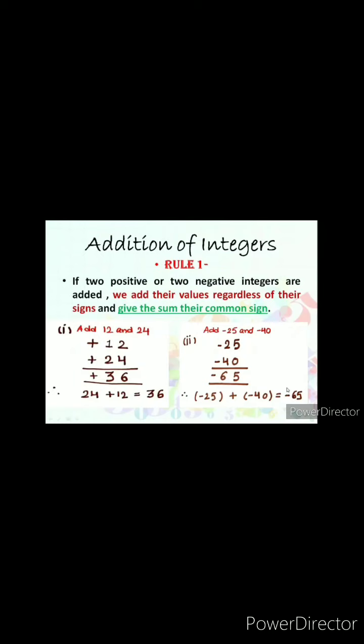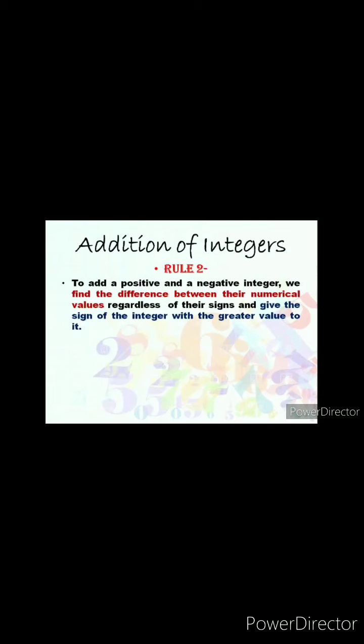Now let us move on to our next possible case. The next possible case may be that the two numbers which I give you to add have different signs. So to add a positive and a negative integer, we find the difference. What do you mean by difference? Difference just means to subtract. And after subtracting, we are going to give the sign of the integer with the greater value to it. Let us see an example.